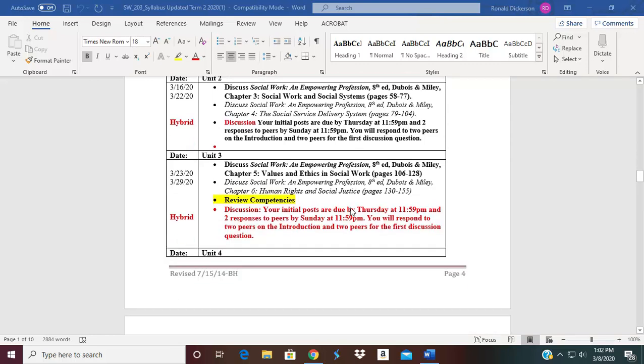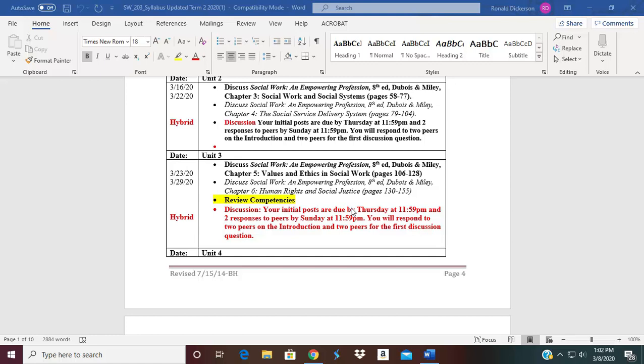Okay, Unit 3. As you look at Unit 3, the start date, which would be your 3rd week, is the 23rd of March, ending on the 29th of March. And that's from that Monday to that following Sunday. So before it talks about review competencies, you'll see that you have to do chapters 5 and 6 in Unit 3 and review your competencies.